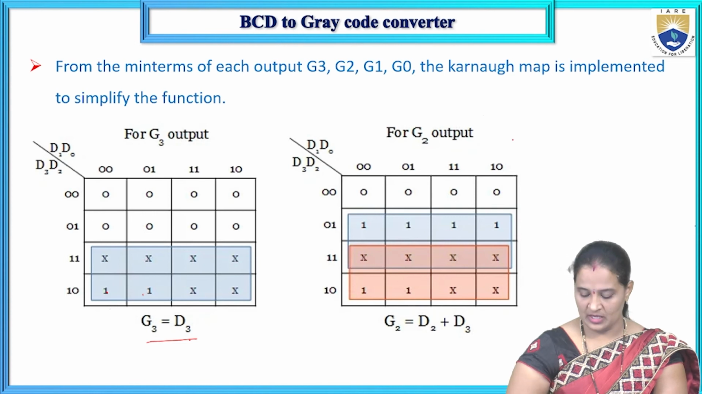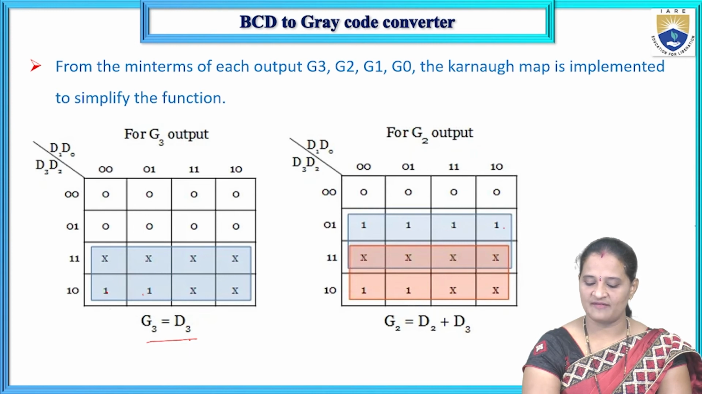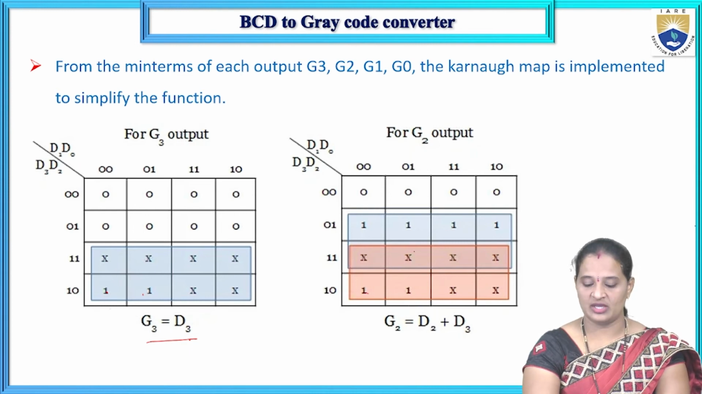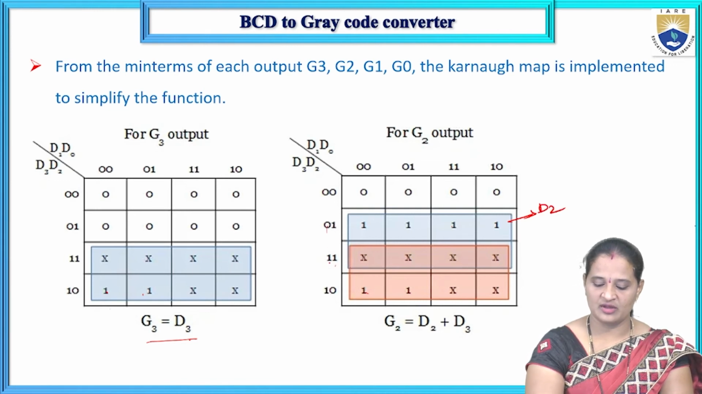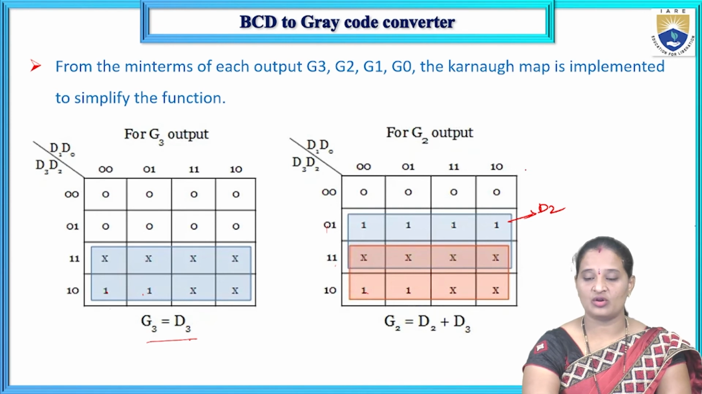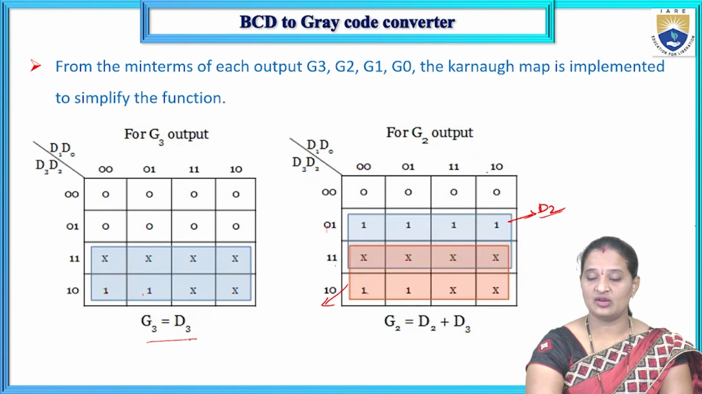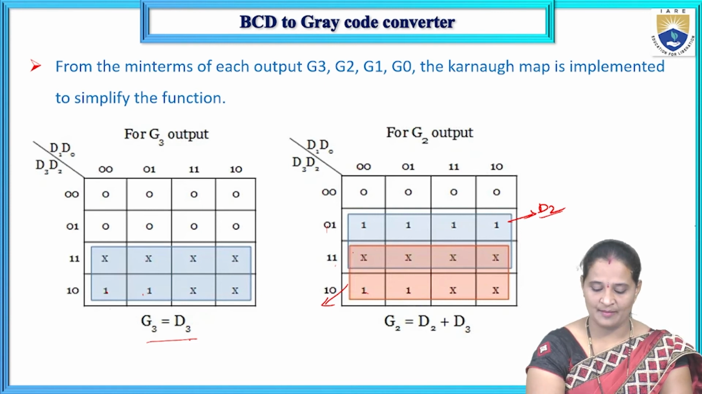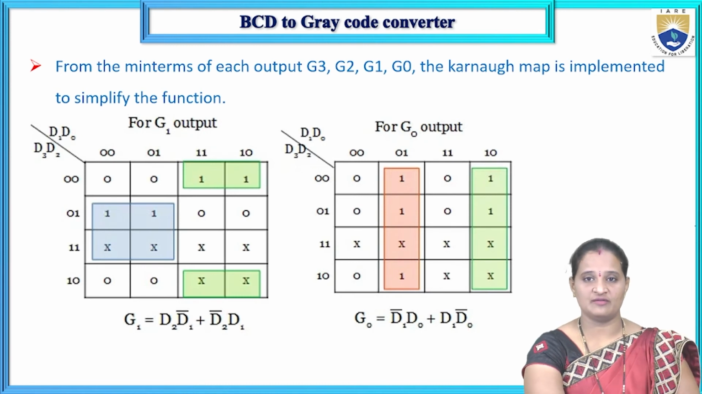Now coming to G2. G2 is becoming 1 for 4, 5, 6, 7, 8, 9. The remaining all are don't cares here. So I could form 2 octets here by including the don't cares. This octet can become D2 because D3 is varying, eliminate D3. D1, D0 are also varying, eliminate them. Only D2 is common for all these 8 cells, which is equal to 1. So D2. Now coming to this one. Again D1 and D0 values are varying for all these 8 cells, eliminate them. And D2 value is varying, eliminate D2, whereas D3 is common. So D2 plus D3.